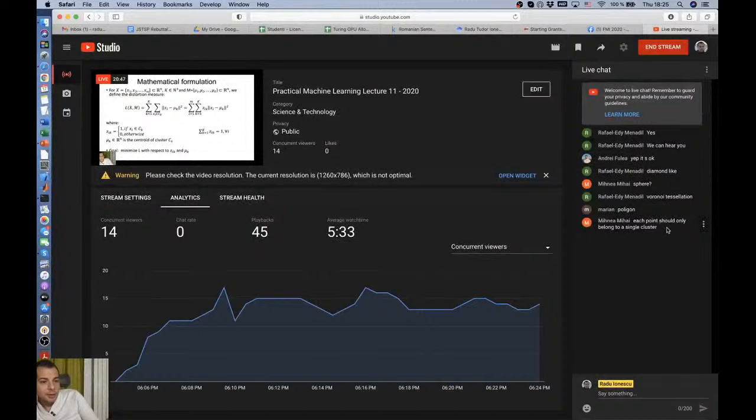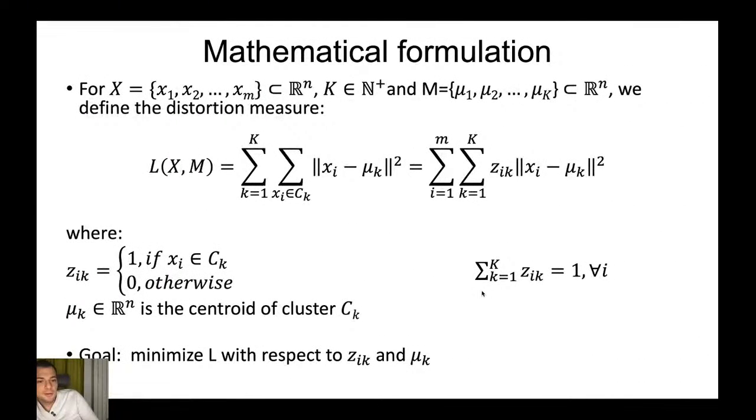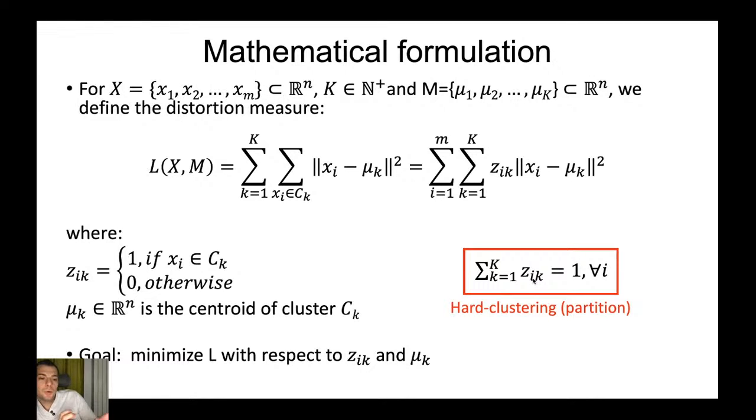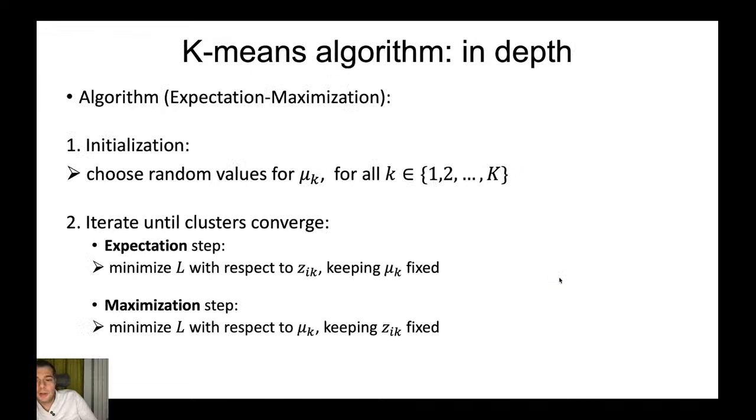Okay, so we have an answer here. So indeed this constraint is added because each point should belong to a single cluster. So this is a hard clustering approach, a partitioning. So indeed, if this sum is greater than 1, say it is equal to 2, the point i will belong to 2 clusters. So we don't want this, we want the example to belong to a single cluster, so therefore we have this constraint in place.